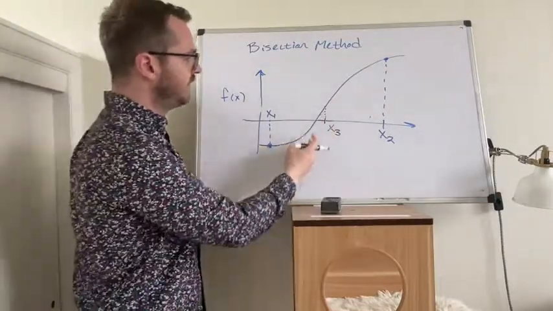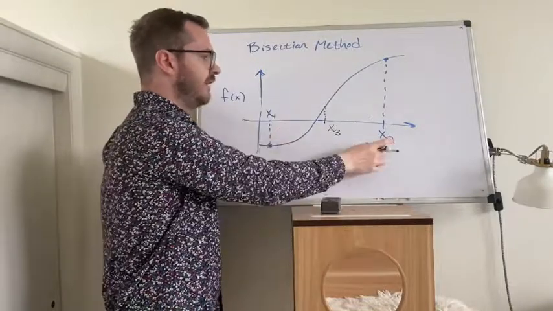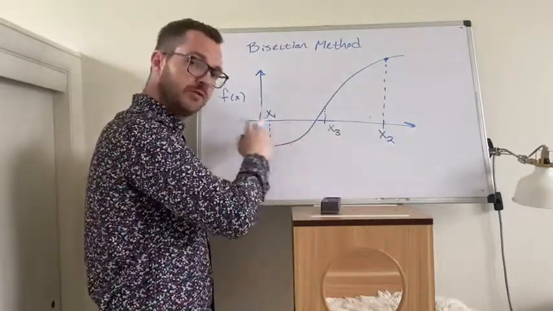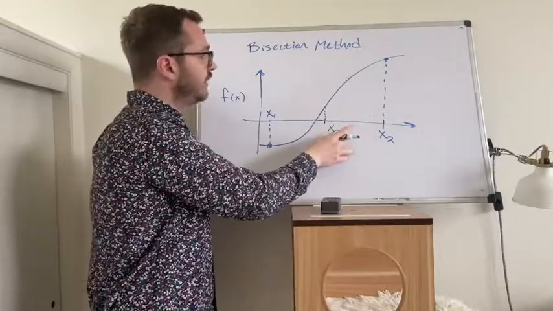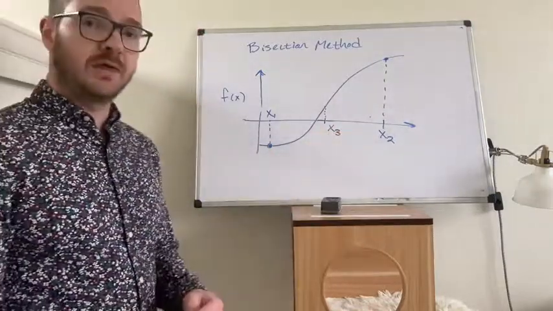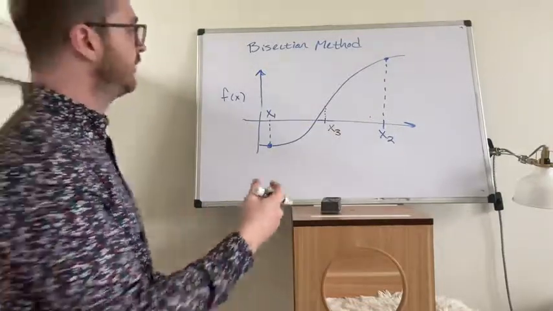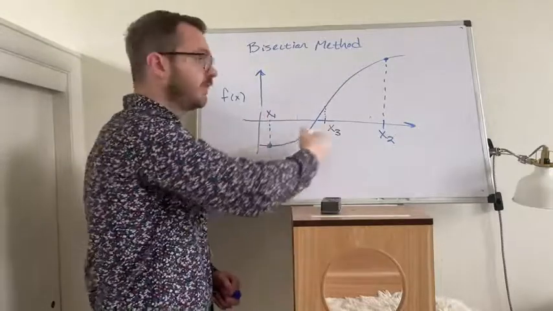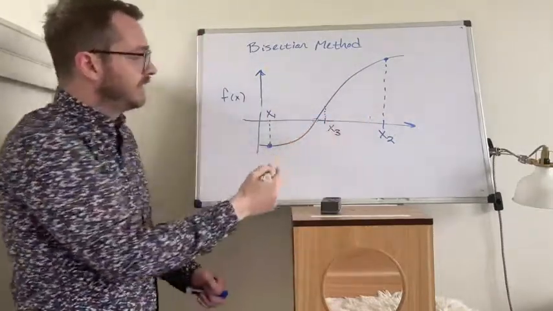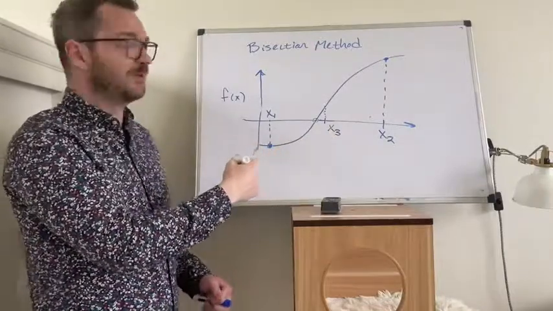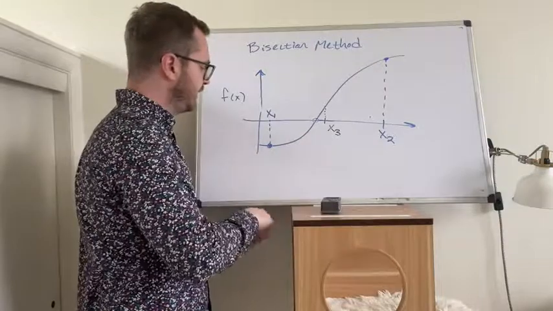So we've taken this interval, and we checked that f of x1 and f of x2 have a sign change here, so we know there's some root in between. We're going to split it right in the middle. So here's x3. Now we're going to ask a question to determine where the root is. Is the root in the first half or the second half? Well, clearly, there it is. There's the root.